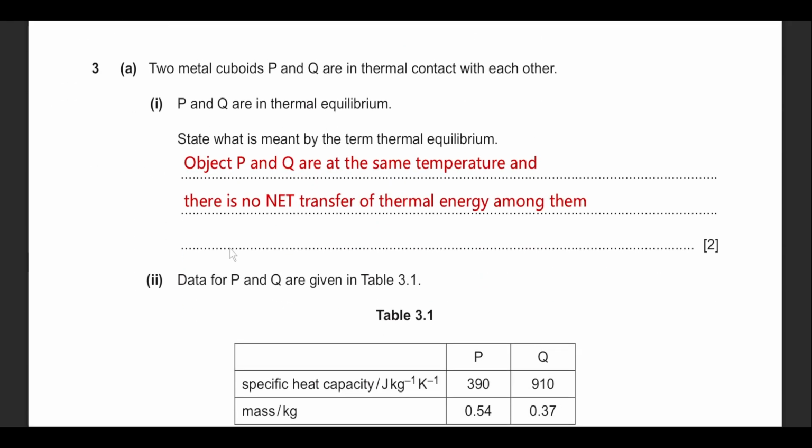Question number 3, he says, two objects are in thermal equilibrium. How do you define a thermal equilibrium stage? You simply say that the objects P and Q are at the same temperature, whatever temperature that may be, and there is no net transfer of thermal energy among them.